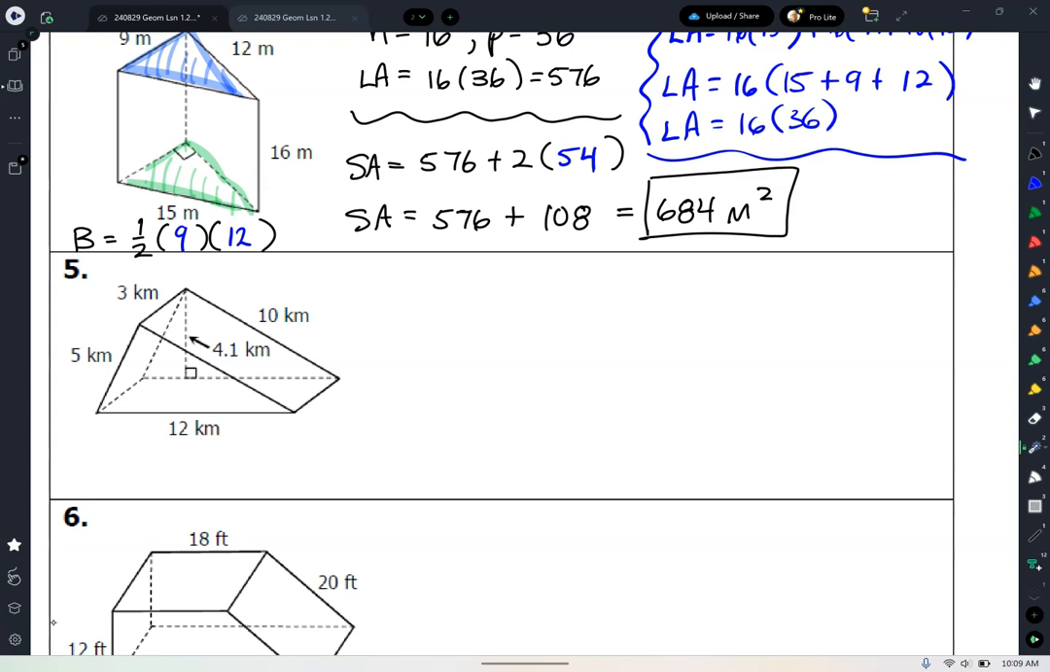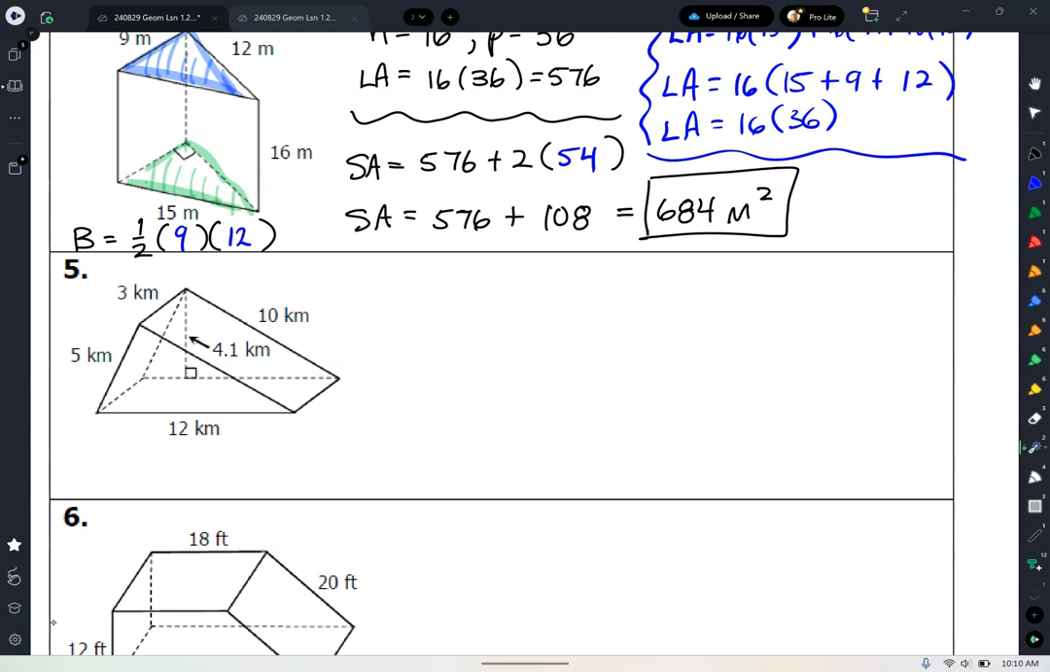Okay, very good. Then why don't you find the surface area by finding first the lateral area and then finding the area of the bases and then coming up with the total surface area. Let's see what you can do. Go for it. I'll give you 4 minutes to do this one. All right, ready, go.